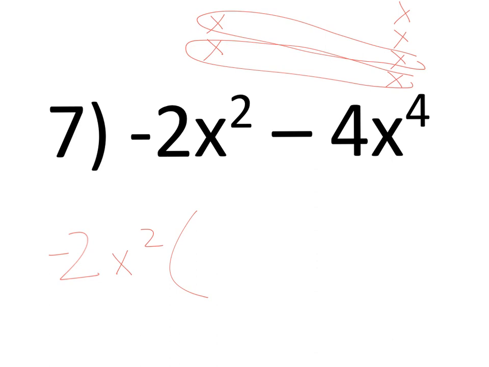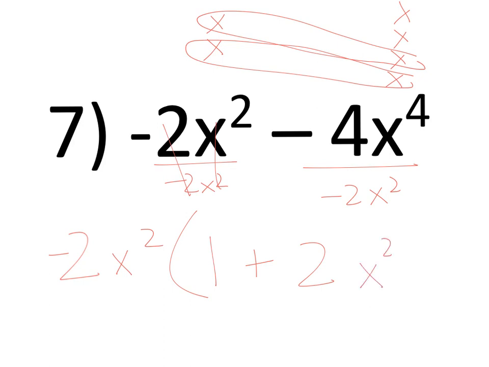All right, so now I'm technically dividing by -2x squared. So all of this is going to cancel. I got a 1. Now divide this by -2x squared. Well, negative by negative is a positive. 4 divided by 2 is 2. And then x to the 4th and x squared, there would be 2 left on top. Okay, and that would be my answer.